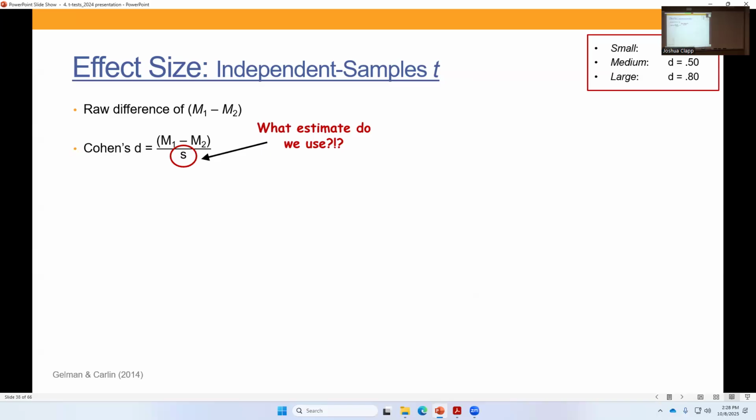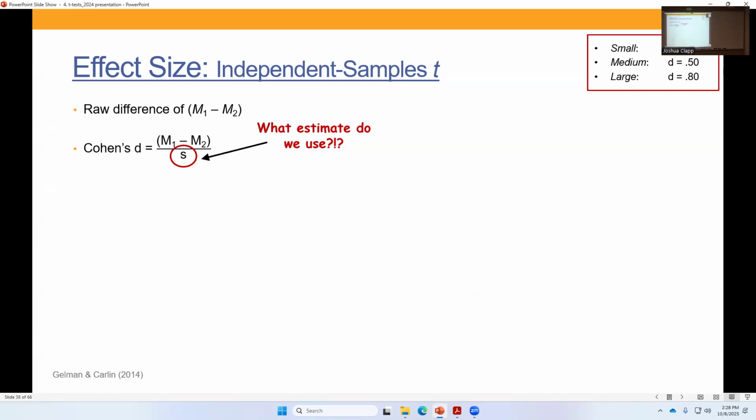Now, Cohen would say, from a theoretical perspective, it doesn't matter which standard deviation estimate you use because population standard deviations are assumed to be identical. So just pick one, it doesn't matter. Okay. What's the practical problem with that? What do you think, Glenn?